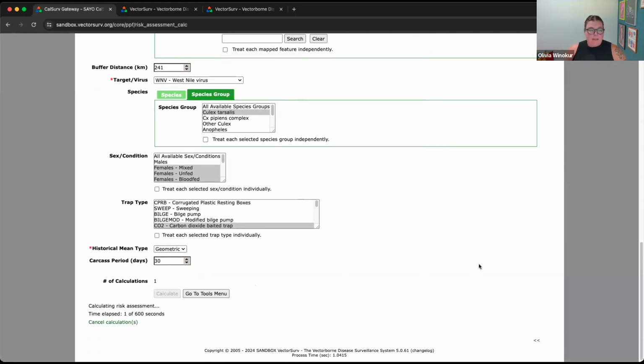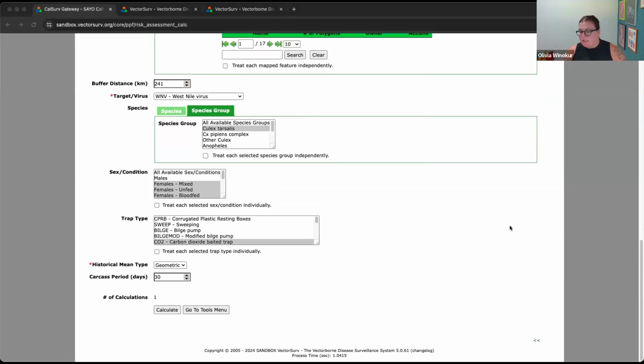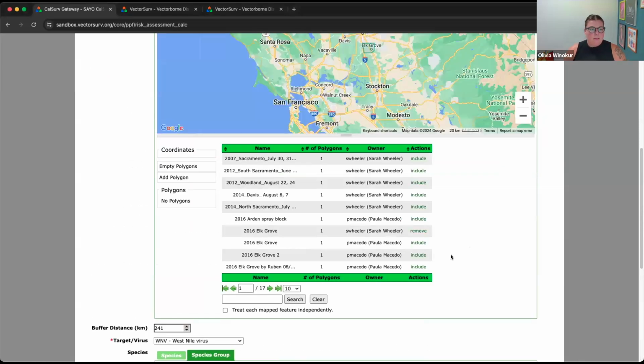This calculator can take a little bit longer because there's a lot of information going on. While that happens, I'm going to put into the chat the risk surface methodology from the VectorServe documentation. So if you're interested specifically in what goes into this calculator, you can find it there, as well as a link to the California response plan.